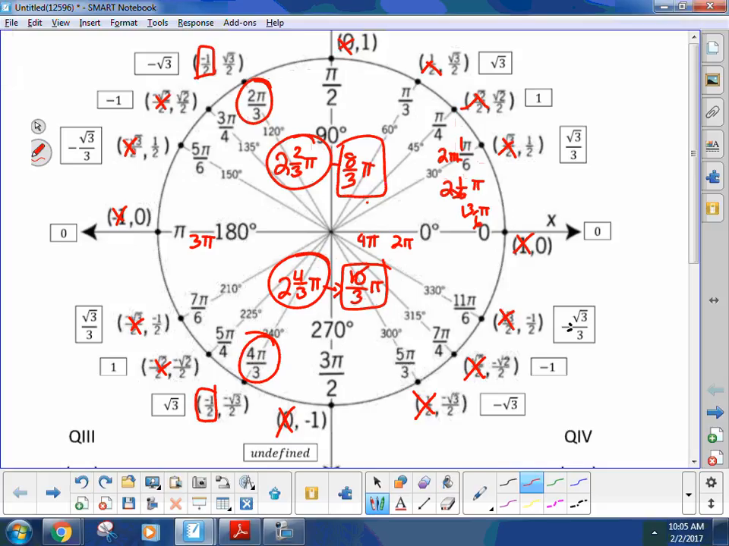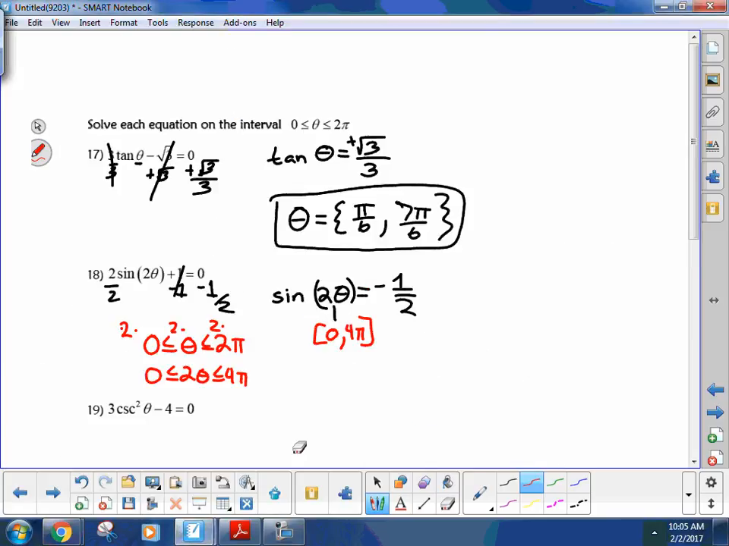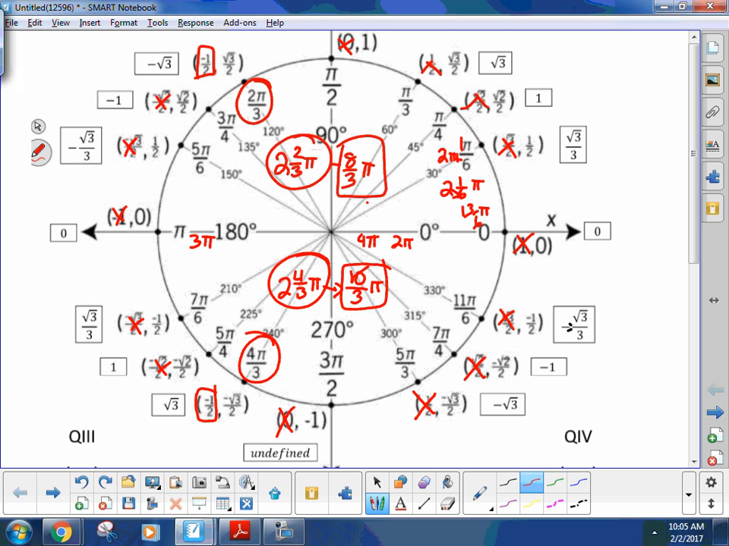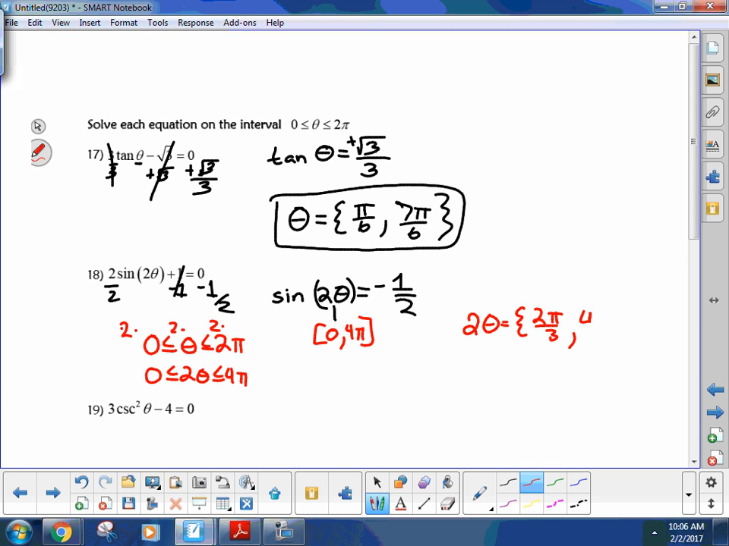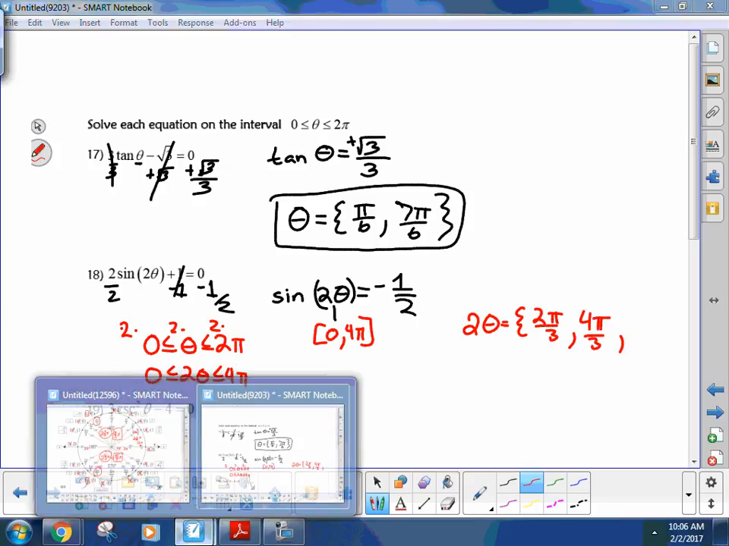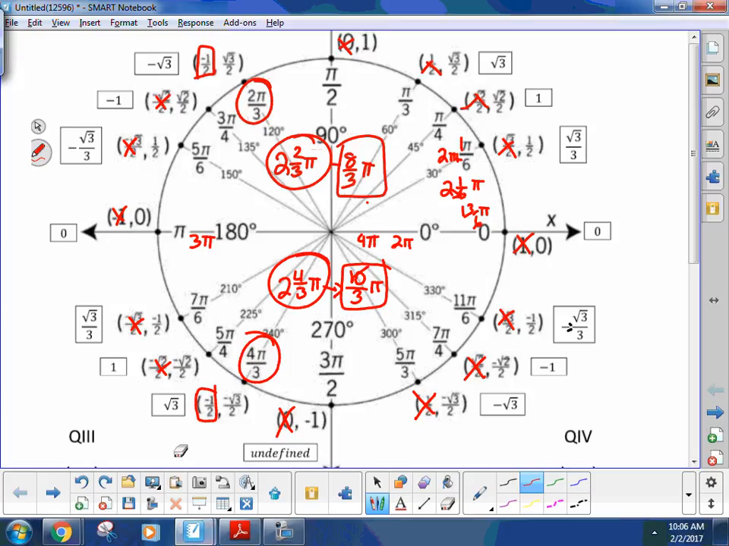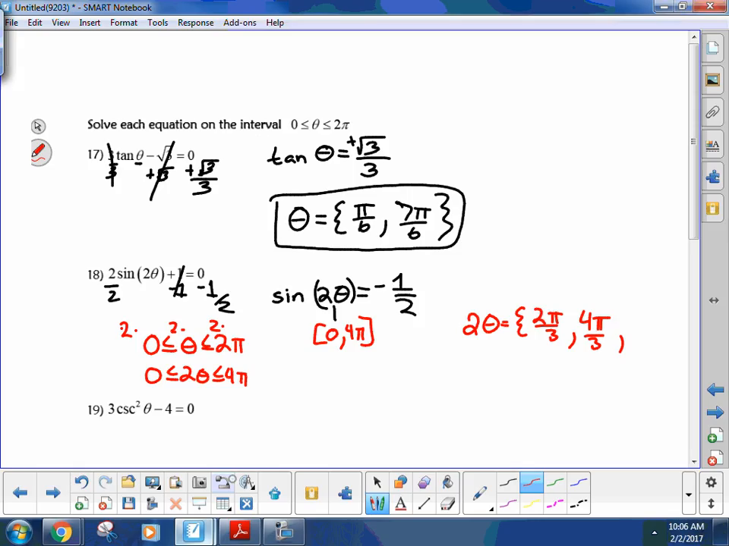So I'm going to pull with me 2 pi over 3, go back to this. So one of the things I discovered is in the 2 unit circles, I discovered 2 pi divided by 3. I also discovered 4 pi divided by 3. And then we also discovered 8 pi divided by 3 and 10 pi divided by 3.